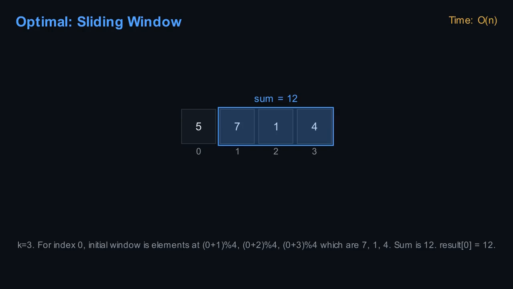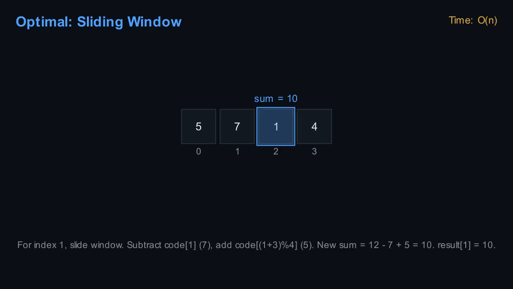Since k is positive, we sum the next 3 elements. For the first element at index 0, the initial window includes 7, 1, and 4. Their sum is 12. So, the result at index 0 is 12. Now, to calculate the sum for index 1, we slide the window. We subtract the element leaving the window, which is 7, and add the new element entering the window. Since it's circular, the element after 4 is 5. So, the new sum is 12 minus 7 plus 5, which is 10. This becomes the result for index 1.